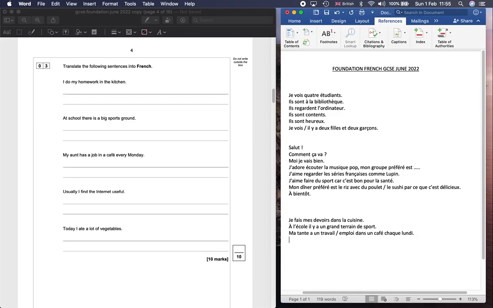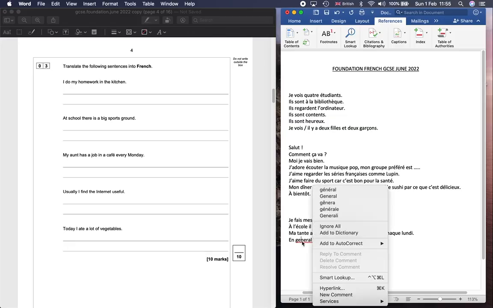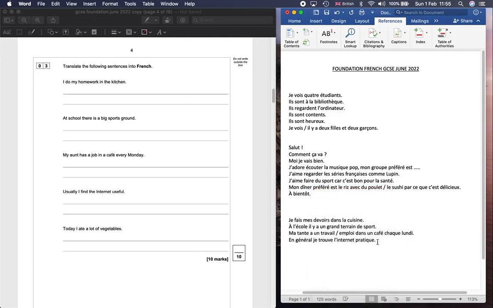It says, usually I found the internet useful. Usually c'est en général. I found, je trouve. The internet, l'internet. Pratique. Useful, c'est pratique. And, pardon, let's have the accents here. And finally, let's have a look at the last sentence.